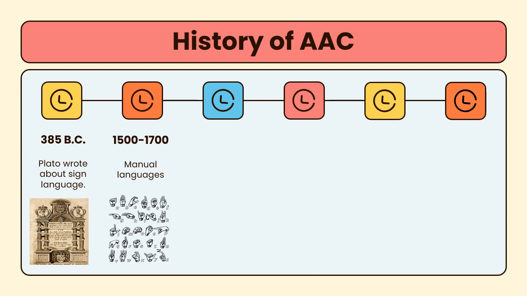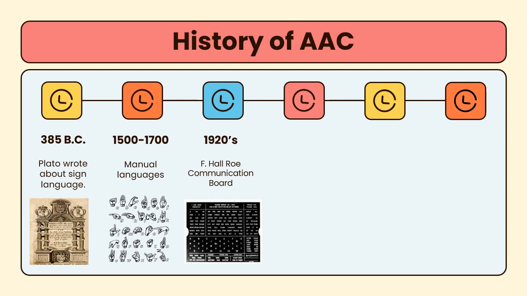Between the 1500s and 1700s, manual languages such as fingerspelling and sign language were documented for deaf Europeans. These movements were also used by Native Americans to interact with other tribes. In the 1920s, professionals started using communication boards to treat individuals with severe disabilities. One of the first boards was called the F. Hall Rowe Communication Board.